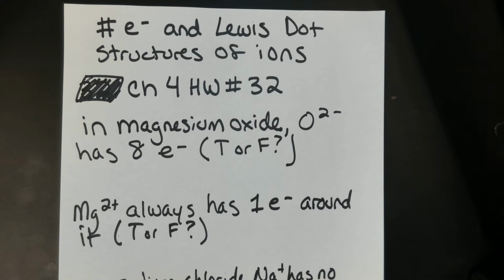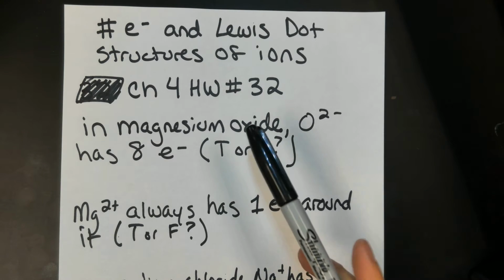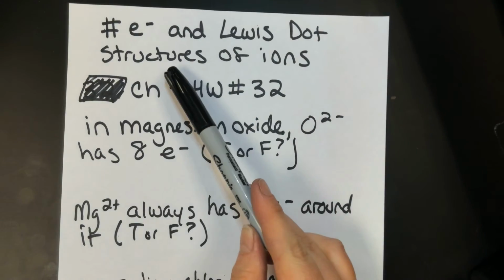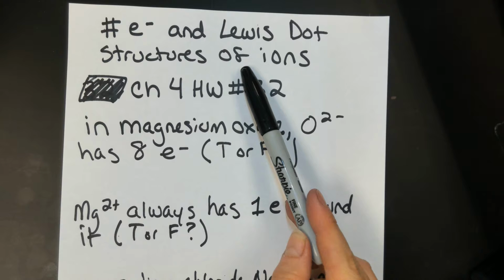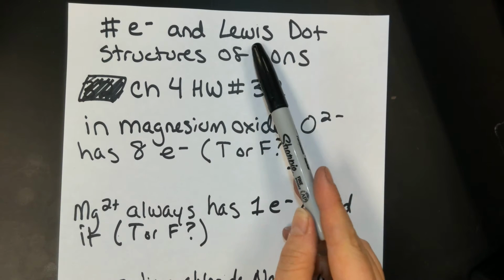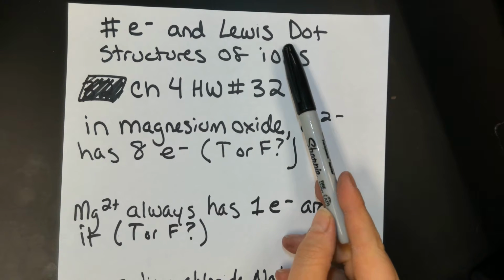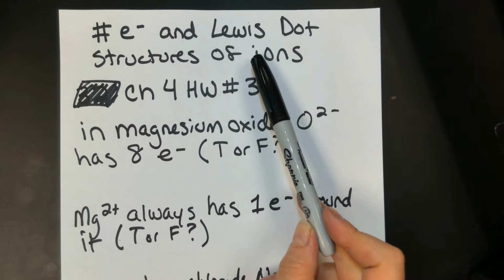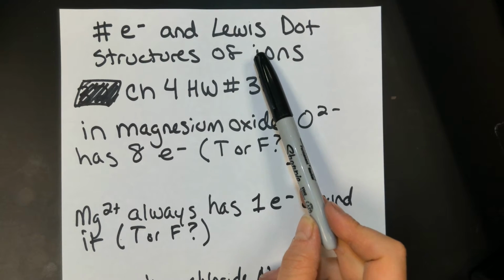Chem 101 students, let's go ahead and do another one today. How about let's talk about the number of electrons in Lewis dot structures of ions, right? So remember, in Lewis dot structures, you only represent the valence electrons, meaning the electrons that are in the outermost shell in the highest energy level.